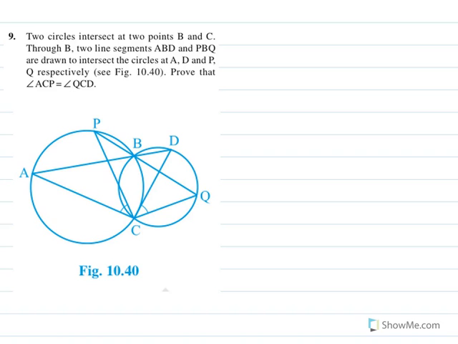Two circles intersect at points B and C. Through B, two line segments A, B, D and P, B, Q are drawn to intersect the circle at A, D and P and Q respectively. Prove that ACP equal to AQT. So first let's take up this first circle.